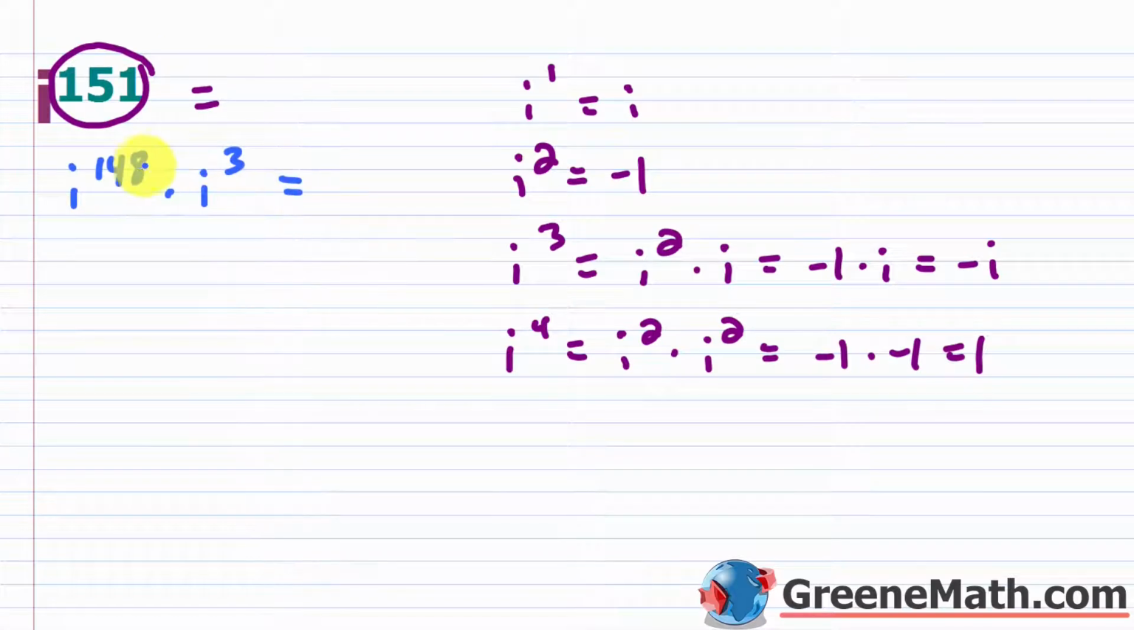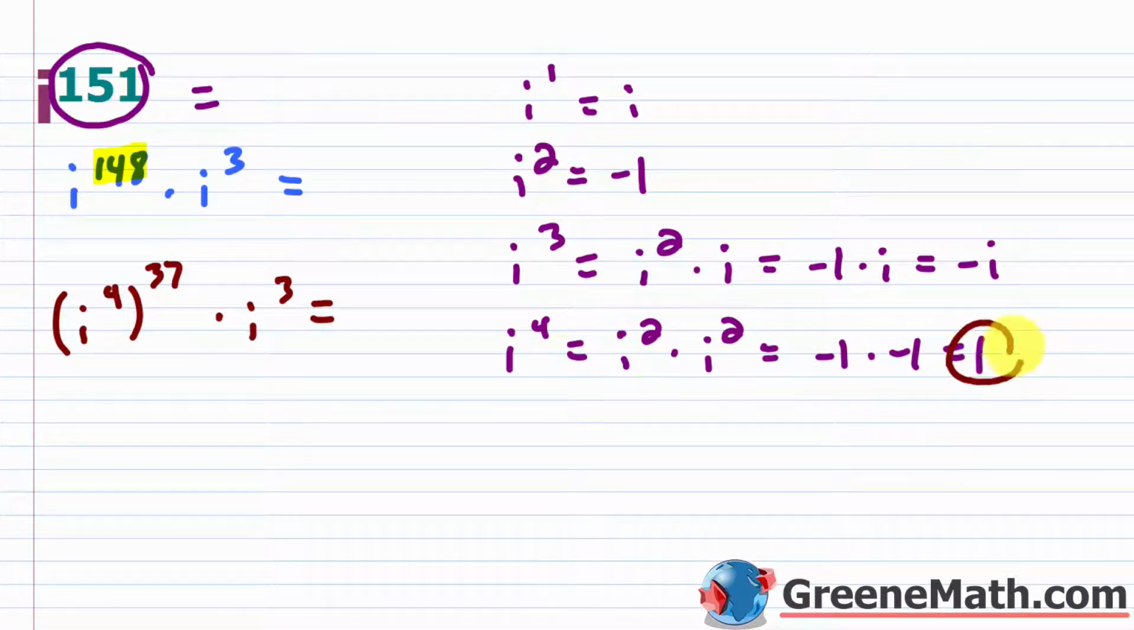Now, since this number right here is divisible by 4, I can use a little trick and I can say power to power rule, i to the fourth power raised to the 37th power, because again, 148 divided by 37 is 4. So 4 times 37 will be back to 148. This is the power to power rule. Then times i cubed. Now, why does this work? i to the fourth power, we see over here, is 1. So this right here is 1 raised to the 37th power.